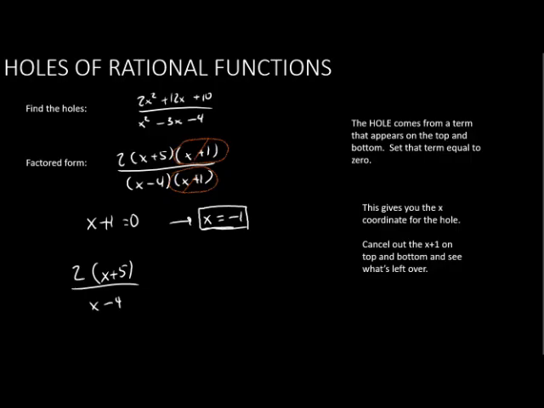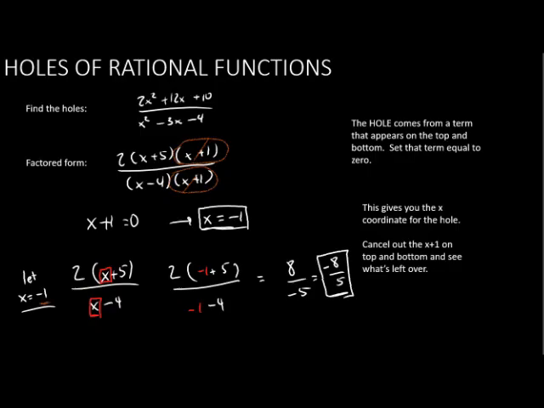Now we will let x equal negative 1. Therefore, we will replace both x's in the top and the bottom with negative 1. If we make that replacement, we will have 2 times negative 1 plus 5 on top, and we will have negative 1 minus 4 on bottom. If we do our arithmetic inside the parentheses on top, negative 1 plus 5 gives us 4, times 2 gives us 8. On the bottom, negative 1 minus 4 will give us negative 5. We will say that our y-coordinate is negative 8/5.